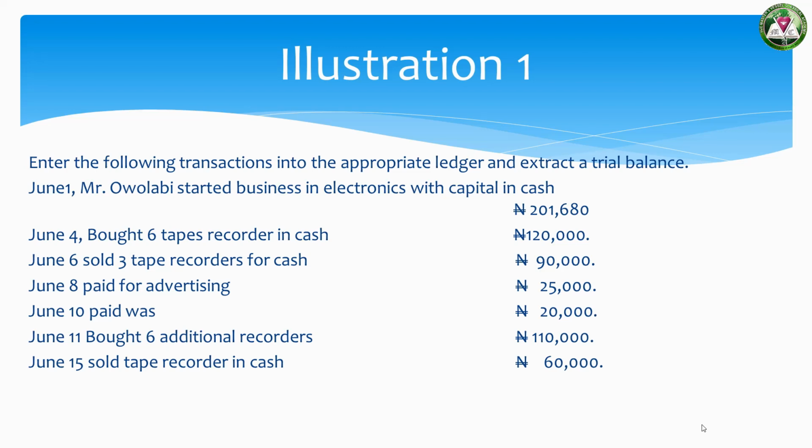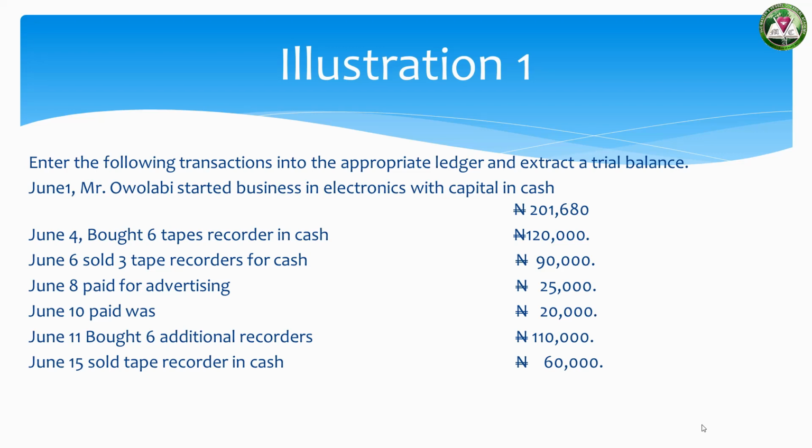June 6, sold 3 tape recorders for cash, 90,000 naira. On June 8, paid for advertising, 25,000 naira. June 10, paid wages, 20,000 naira. On June 11th, bought 6 additional recorders, 110,000 naira only. Then on June 15, sold tape recorder in cash, 60,000 naira. These are the transactions.